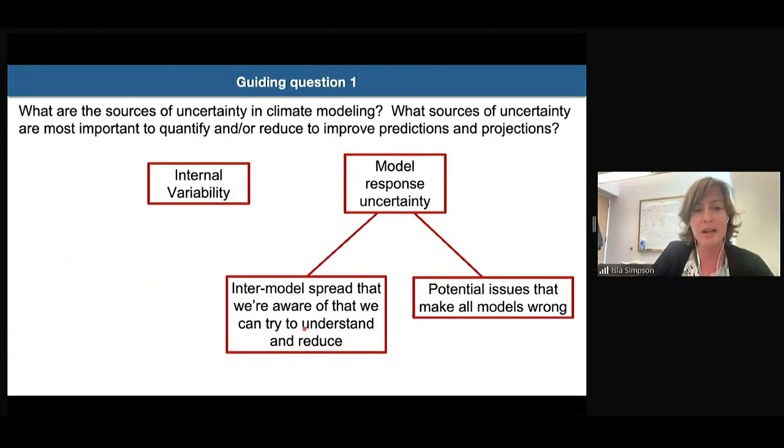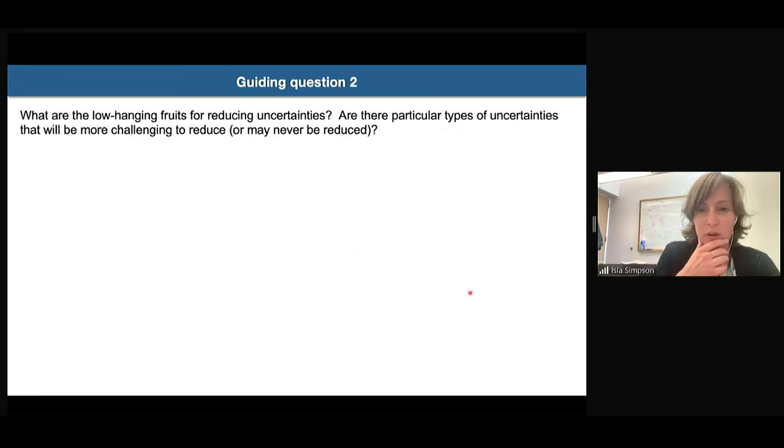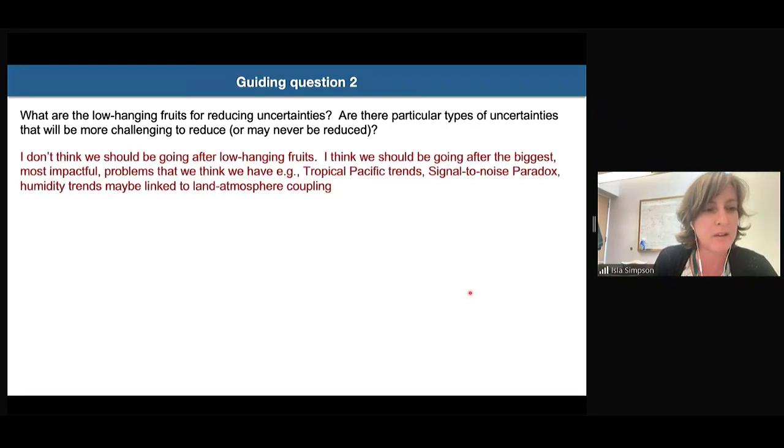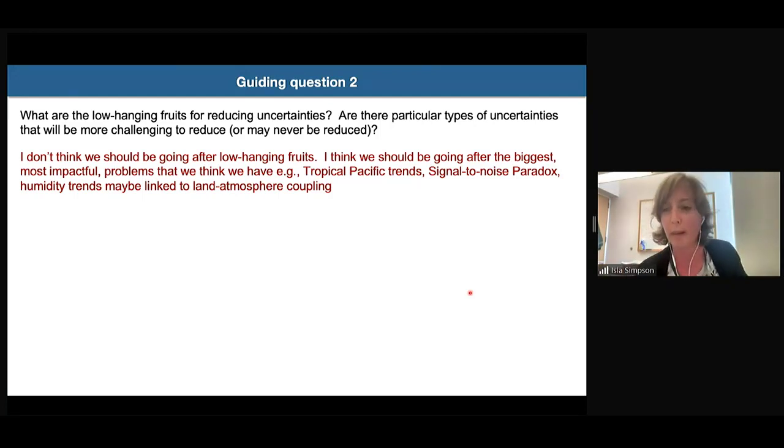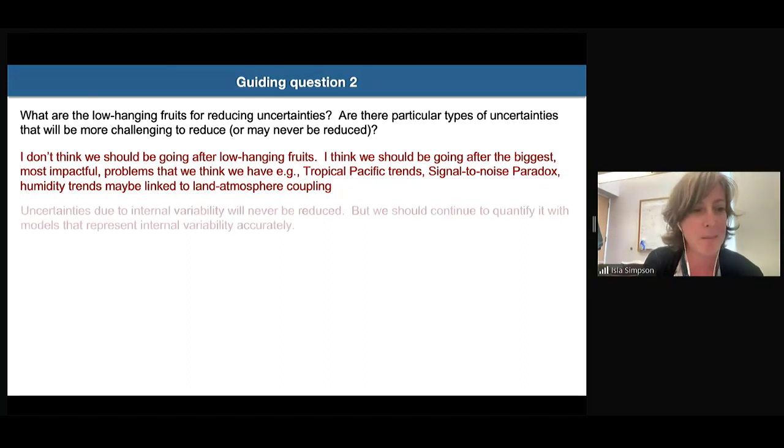So hopefully I've convinced you that each of these sources of uncertainty have the potential to matter. And so the other guiding question is, what are the low-hanging fruits? I'm going to avoid answering that question because I don't think we should be going for the low-hanging fruits. I think we should be going after the biggest, most impactful problems that we think we have. And I think this example of tropical Pacific trends is one of them. There are other examples, though, that I'd be happy to talk about in the discussion, like the signal-to-noise paradox in North Atlantic predictions. I think we have issues in representing land-atmosphere coupling and humidity trends, and I'm sure there are many more.